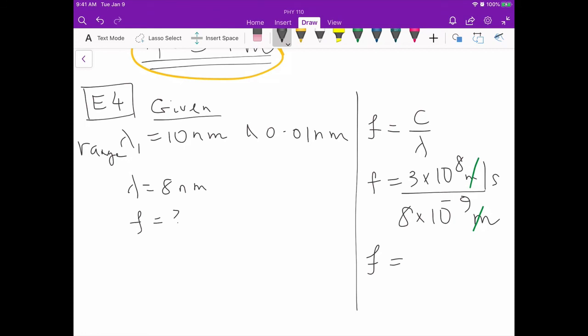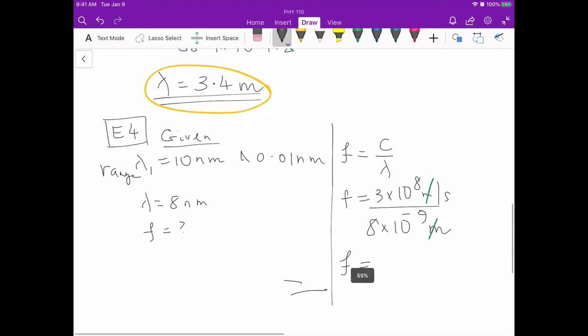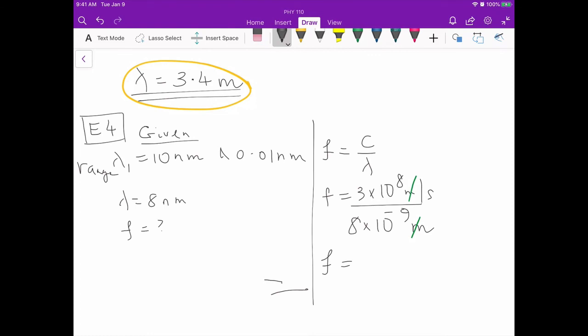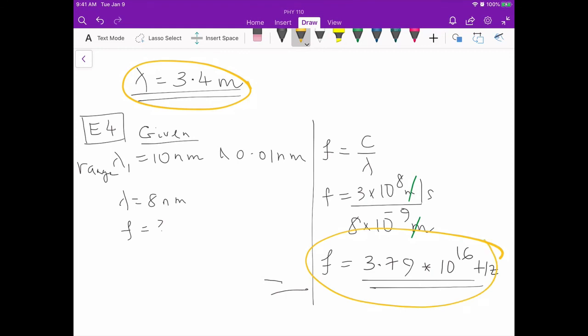Then just go ahead and plug in the numbers. What I get is 3.75 times 10¹⁶ hertz. That's what my calculator gave me when I plugged in those numbers. If you got a different value, just shoot me an email and of course I'll verify that.